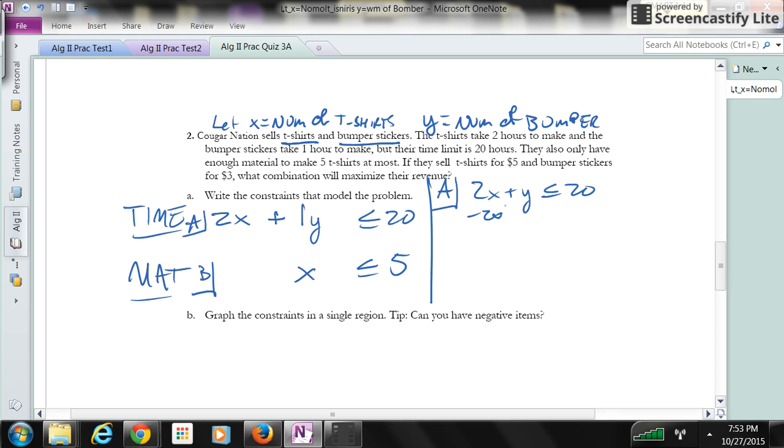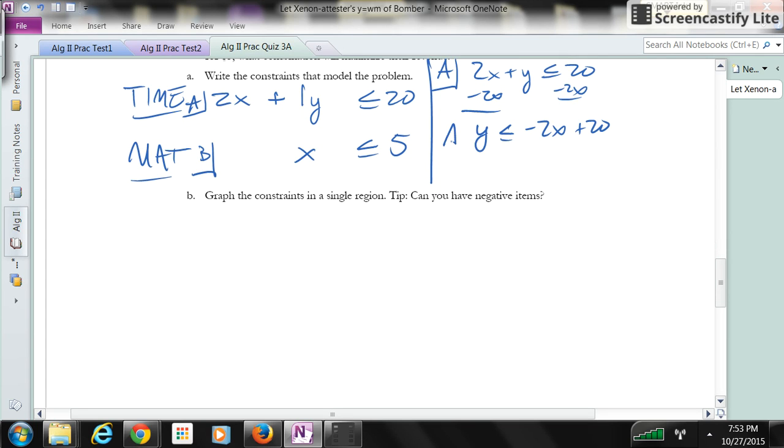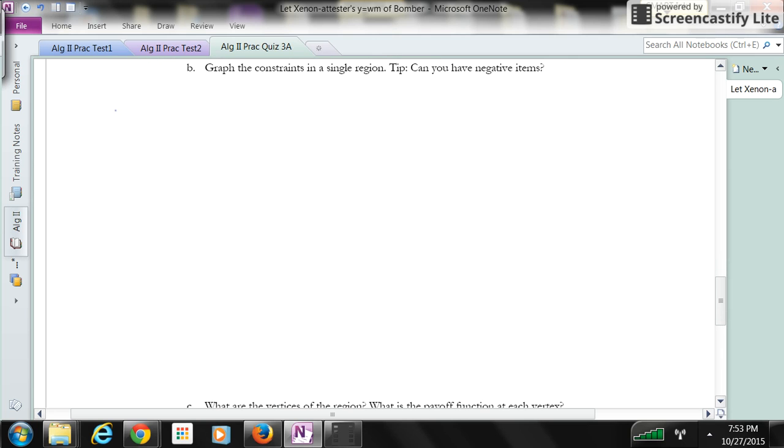If I subtract 2x, I get y is less than or equal to negative 2x plus 20. Looks pretty good. So that's another way of writing my constraint A. So now let's graph these. A. B. That's part B. A.